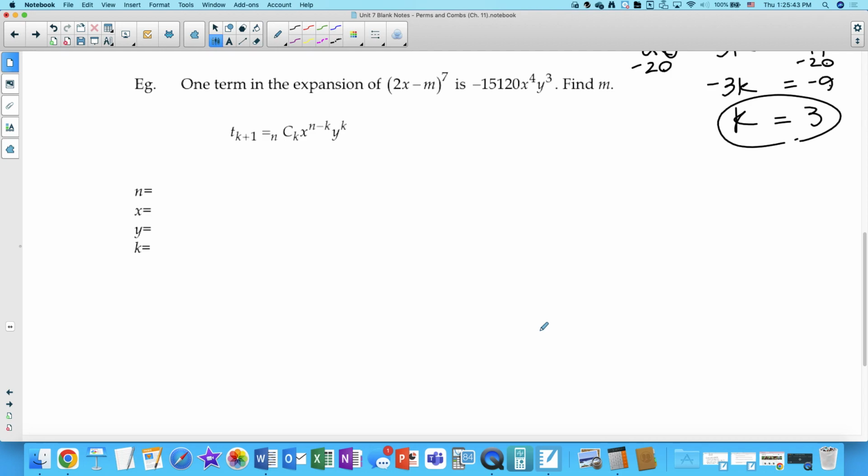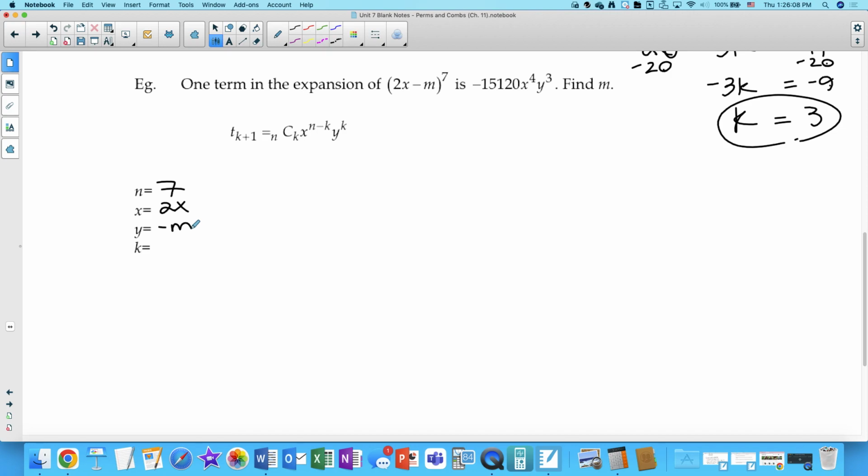Yeah, let's fill these guys out. So n is equal to 7. What's the expression for x? 2x. And y? Negative m. And k.